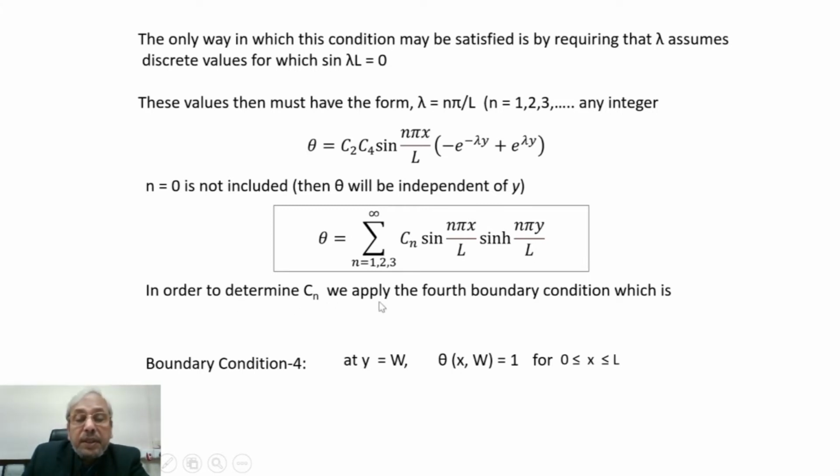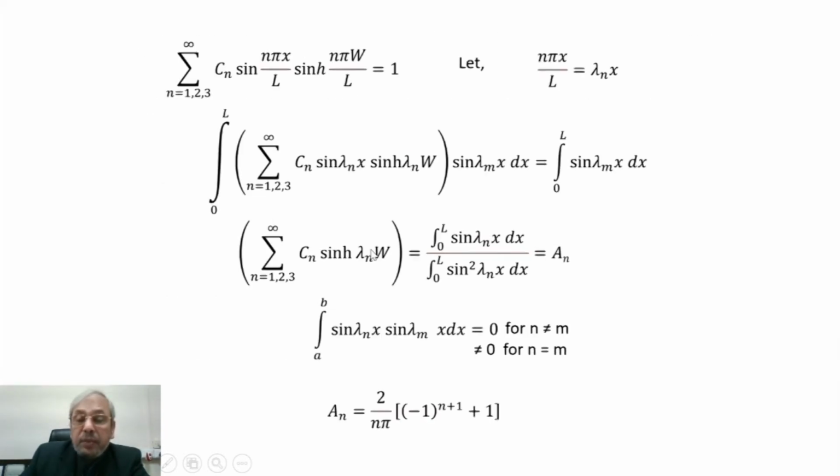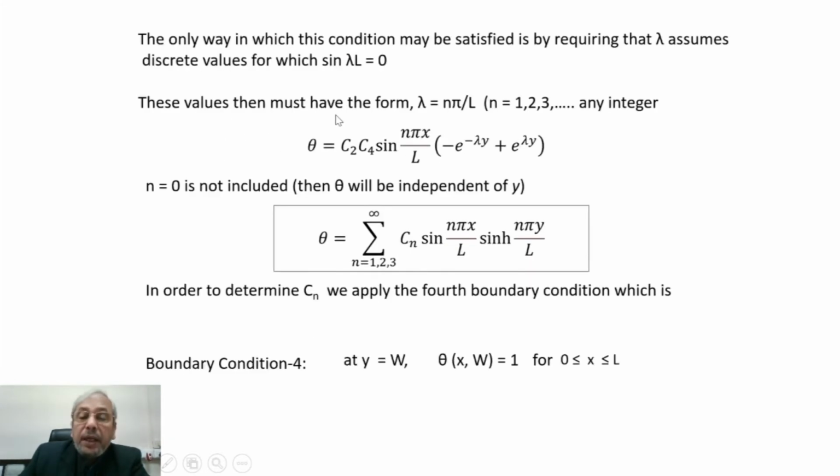In order to determine Cn, we apply the fourth boundary condition, which is at y equal to w, that is on the top surface. Theta throughout x at y equal to w is 1, and the x extent is between 0 and L. So theta x, w is 1. Now we apply this condition here, and that means we have to substitute y equal to w.